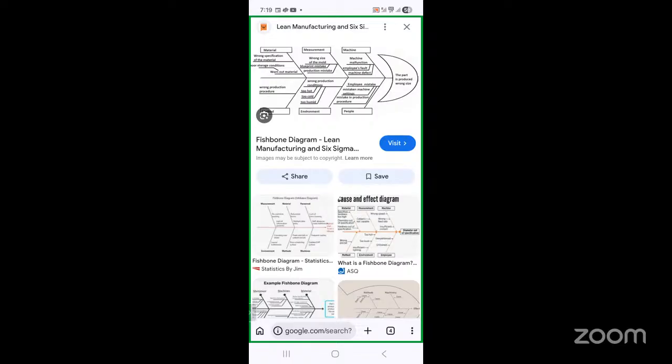Then fourth one is process deviation. Fourth factor is process deviation. The sub factors are manual method, and standard diagram not followed, and last one is deviation from set process.